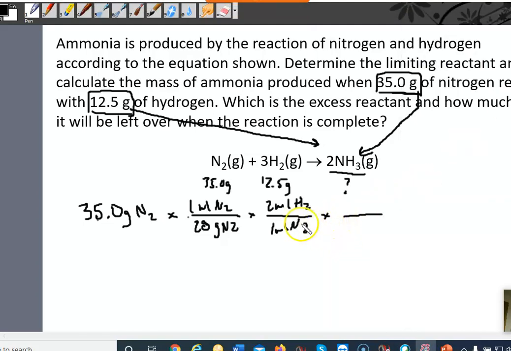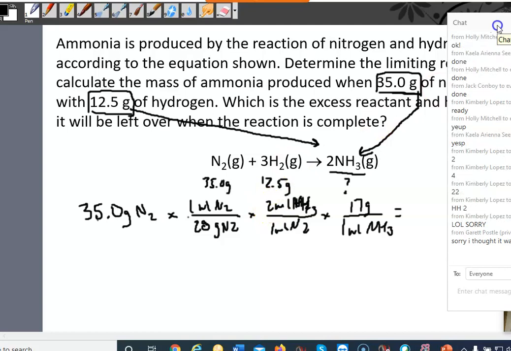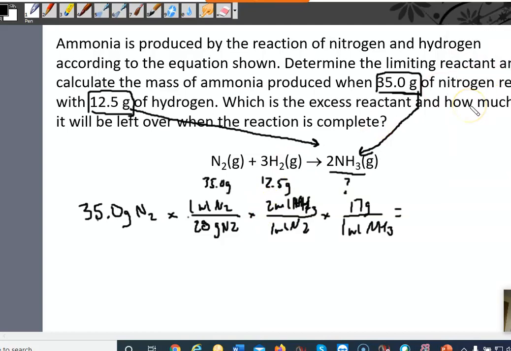Okay, sorry, I have something wrong here. This should be ammonia, NH3. And 1 mole of ammonia weighs 17 grams. So what this is going to do is figure out how many grams of ammonia this amount of nitrogen makes.